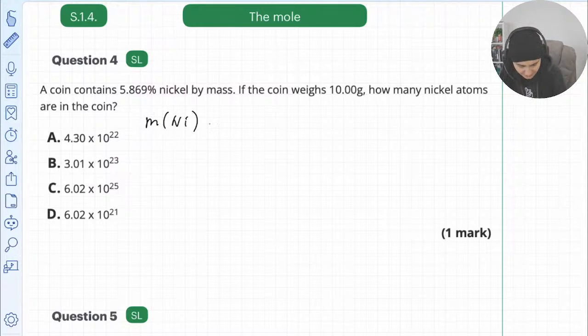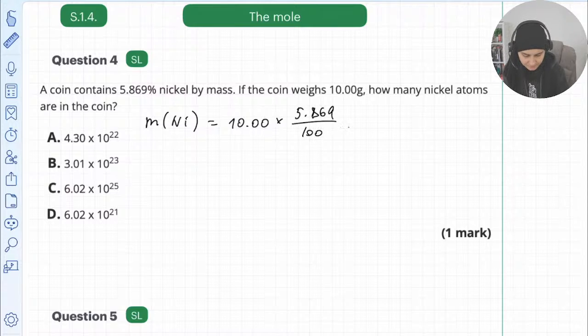So first the mass of nickel. It's 5.869% out of 10 grams, so I do 10 times 5.869 over 100, which is 0.5869 grams.